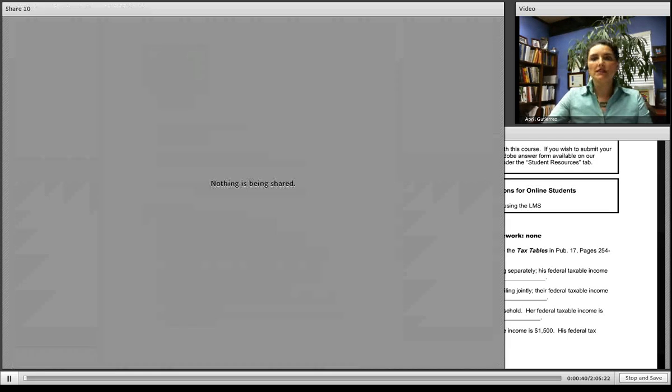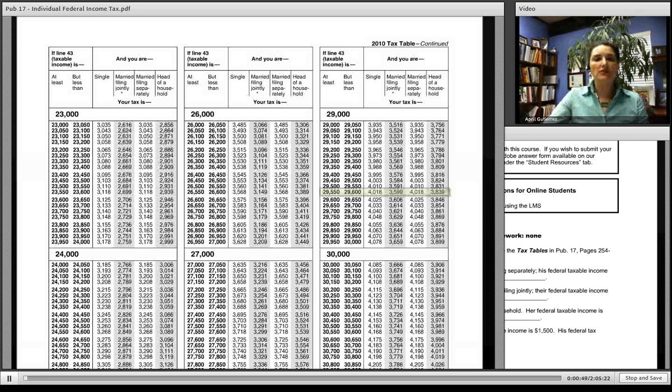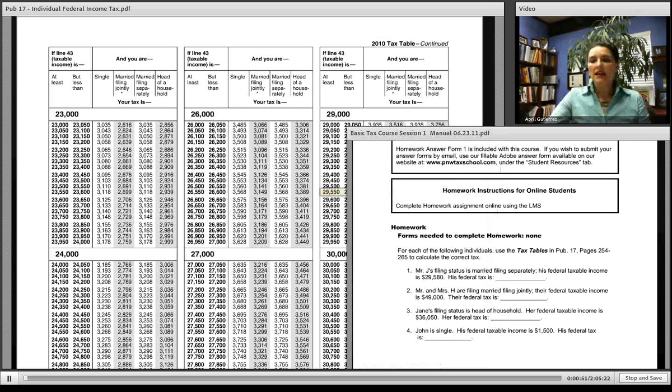Let me just begin by opening up Publication 17, which is, of course, the document you should have referred to while working on these assignments. And let's read problem number 1 together. It says, for each of the following individuals, use the tables. Number 1, Mr. J's filing status is married filing separately. His federal taxable income is $29,580. His federal tax is blank.